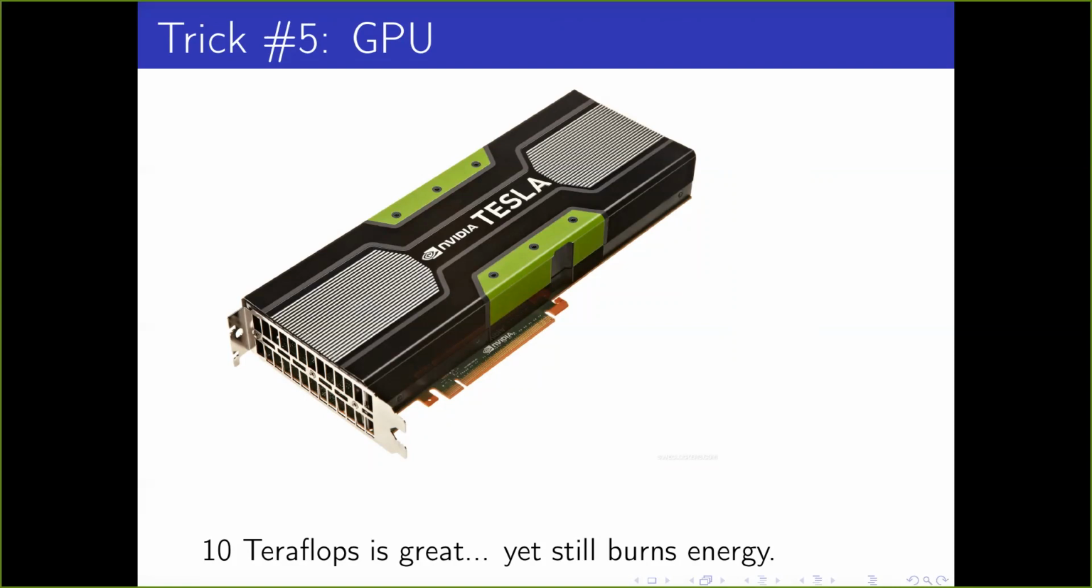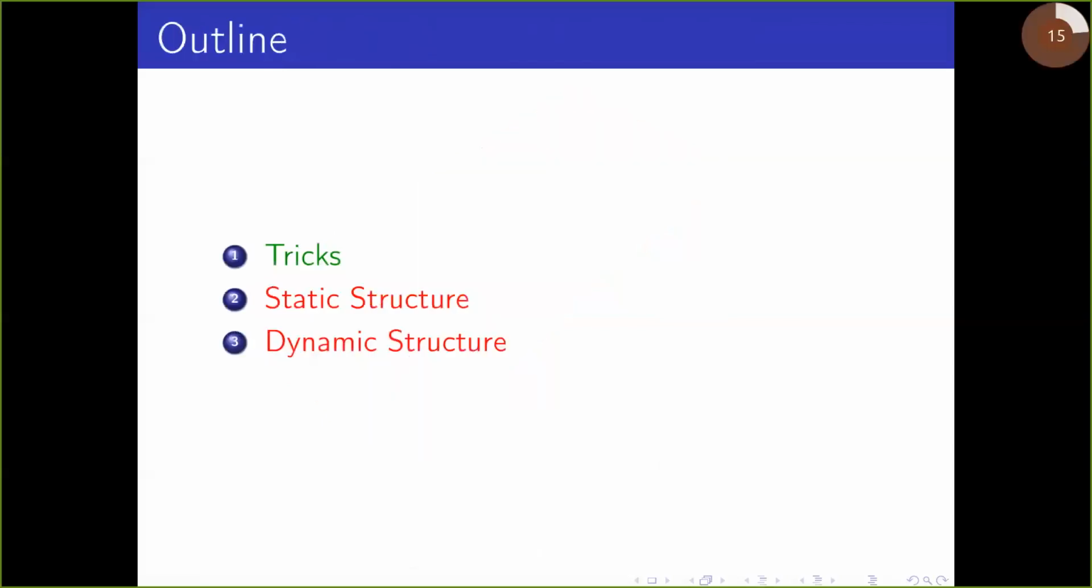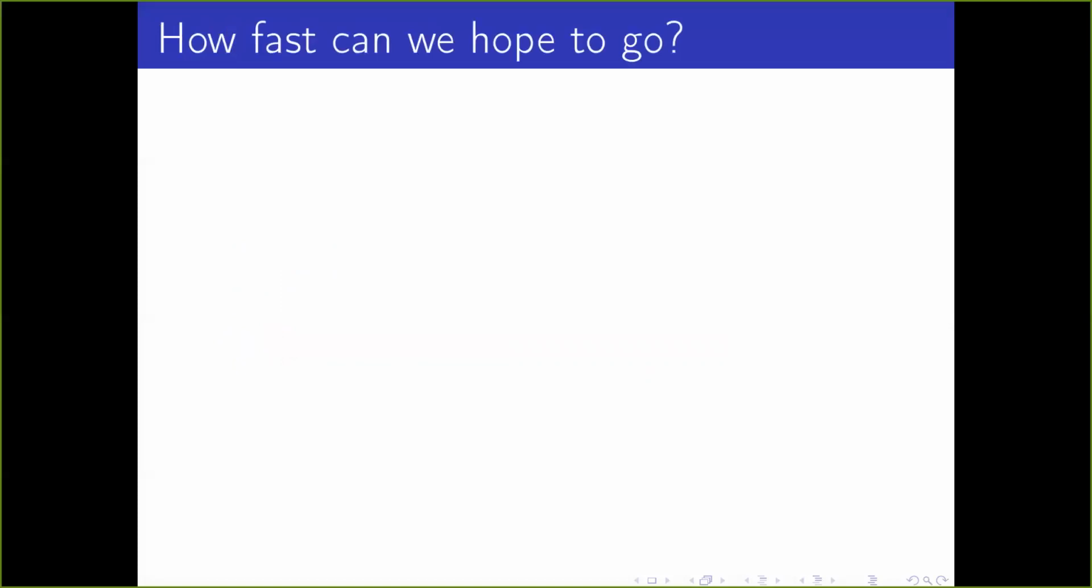But I'm not going to talk about tricks today. I'm going to talk about directly trying to learn a logarithmic time classifier. Okay, so we've gone through tricks, and now I'm going to divide this into 2 pieces. In the first part, we're going to say, suppose you're given a static structure, which turns out to be a little bit more difficult than you might imagine. And the other one is going to be about actually learning a dynamic structure. You don't know in advance how you should partition things, and you want to learn. Okay, so the first thing is, how fast can we hope to go?